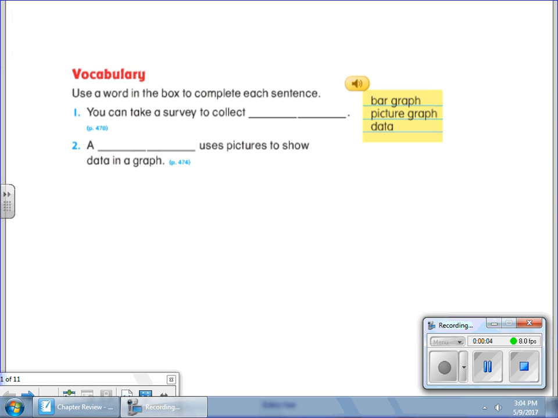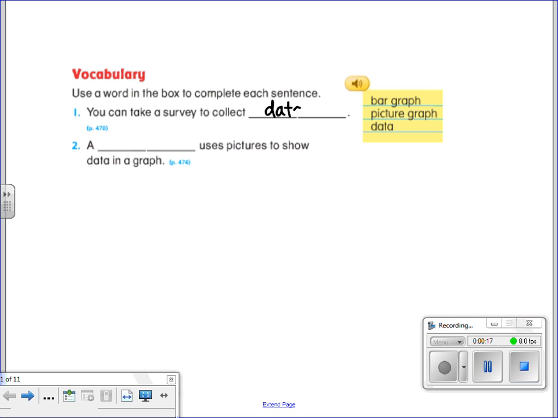Let's begin. Use a word from the box to complete each sentence. You can take a survey to collect, Luca. Data is correct. And a blank uses pictures to show data in a graph. Elizabeth. That's correct.